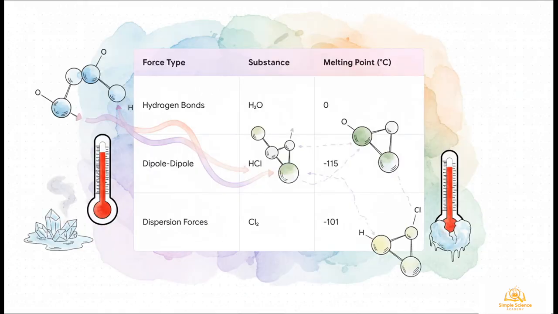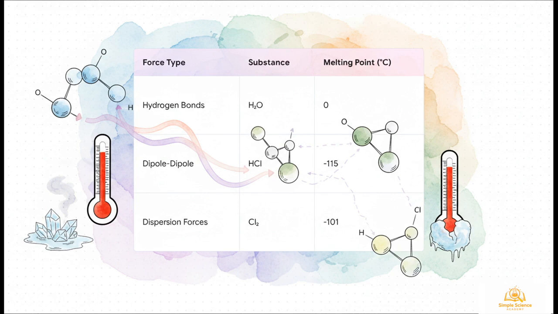So take a look at this data. Water, with its powerful hydrogen bonds, melts at 0 degrees Celsius, we know that. Now, hydrogen chloride, with its dipole-dipole forces, melts way down at negative 115 degrees. But here's where it gets really interesting. Chlorine, which only has the weakest dispersion forces, melts at negative 101. Wait, that's higher than HCl.